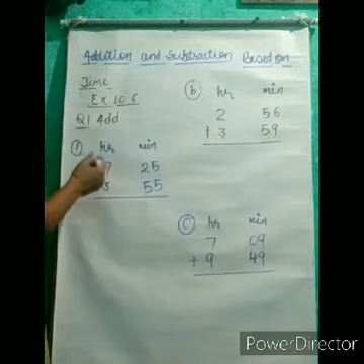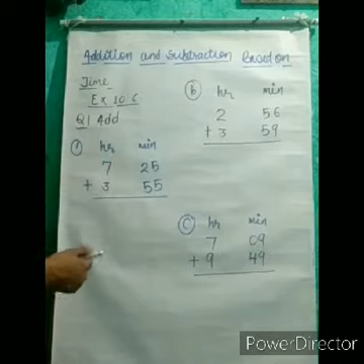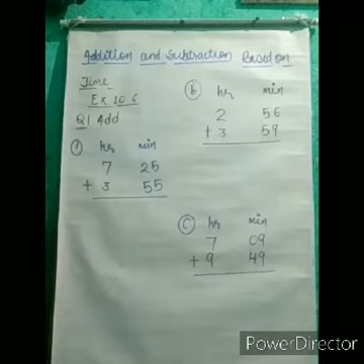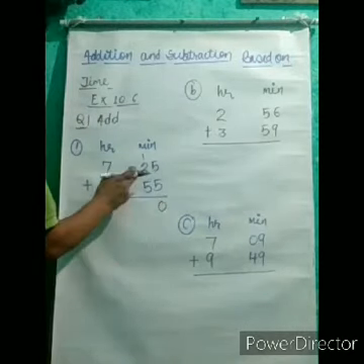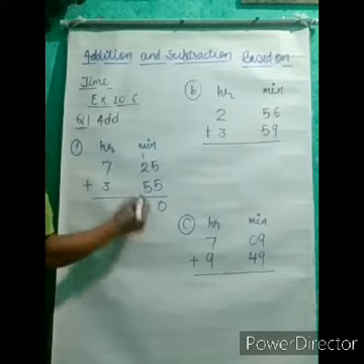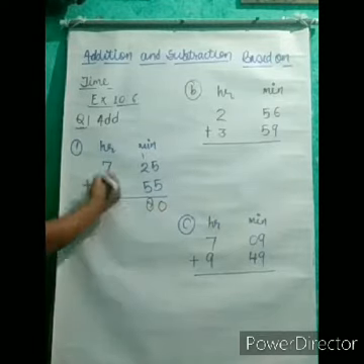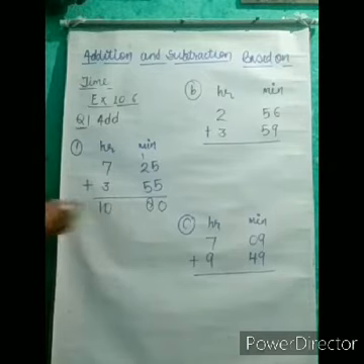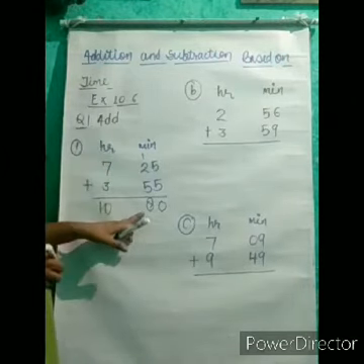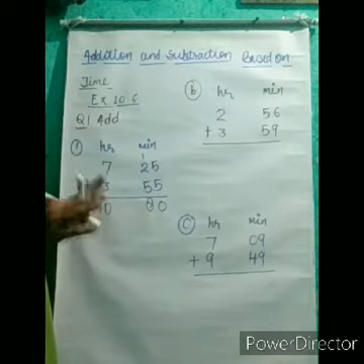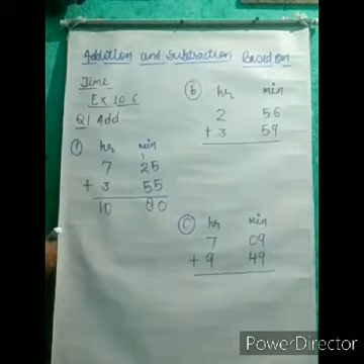First question: add. Its first part is hour-minute addition. First of all, we will do the simple addition. 5 plus 5 is 10, 1 carry, 2 plus 5 is 7, plus 1 is 8, and here 10. But in the previous video I told you, if the minutes come to more than or equal to 60, we will divide the minutes by 60.